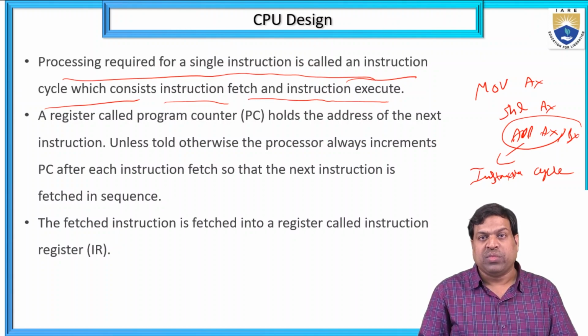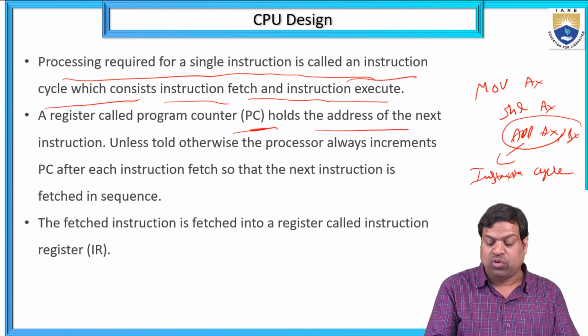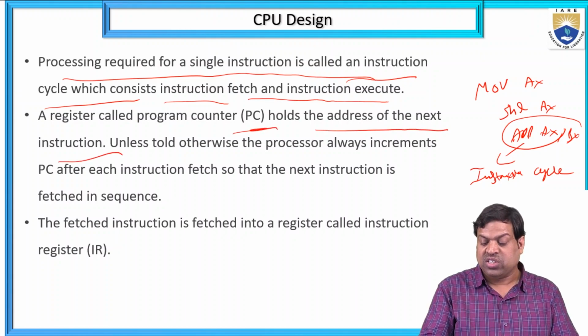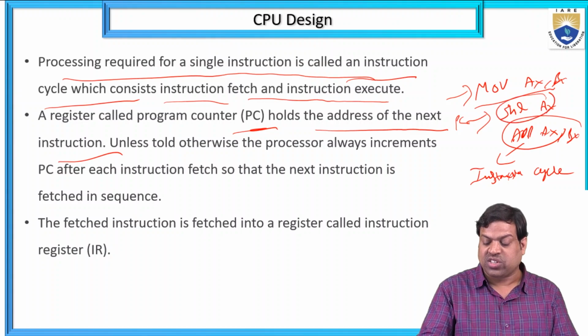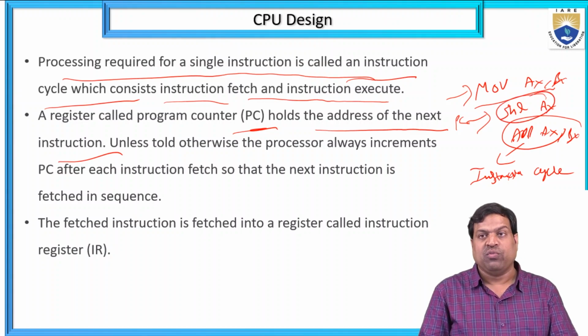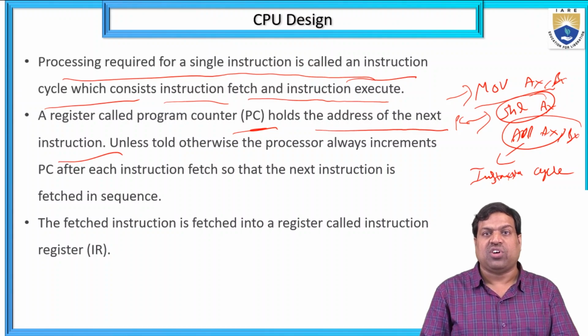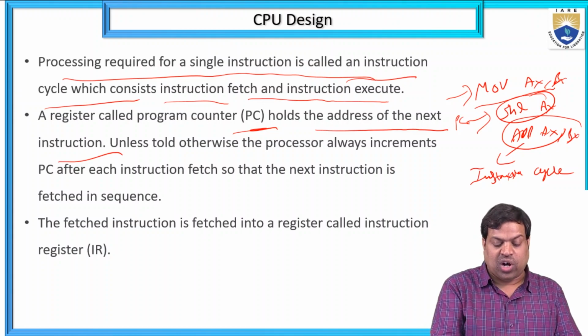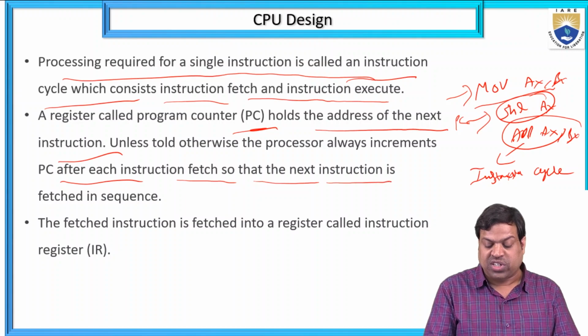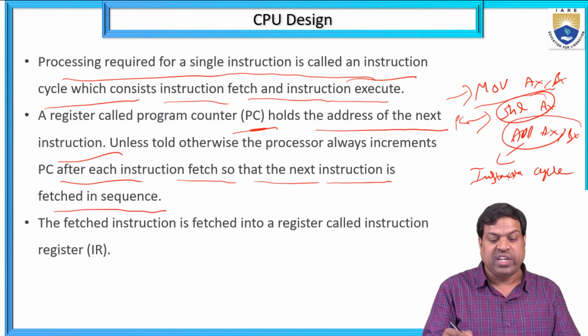So, the register called program counter holds the address of the next instruction. Suppose the current instruction is move ax, bx. What is the next one? Shift left. It is called PC. So what is the address of this one? The program counter will go for the next instruction. It is ready for execution of the next instruction, and unless told otherwise, the processor always increments the program counter after each instruction fetch so that the next instruction is fetched in sequence.